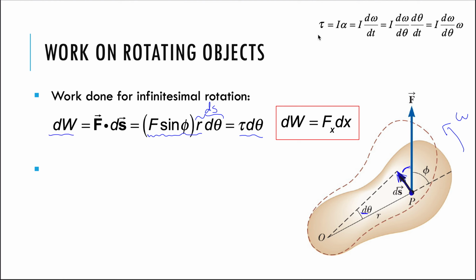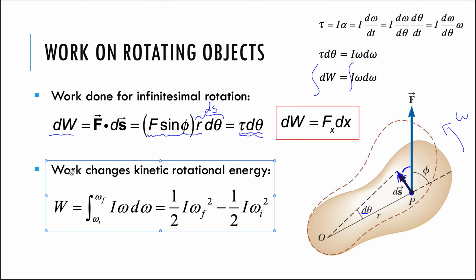Now we can multiply the d theta to the other side. It's going to give us torque d theta is I omega d omega. Torque d theta is what we wanted to substitute. So now that means that we can write our dW, or infinitesimal work, as I omega d omega. Now we can integrate this work to get the total work.